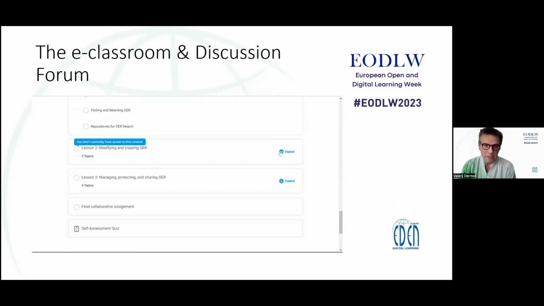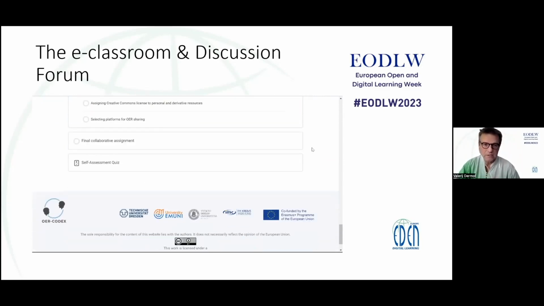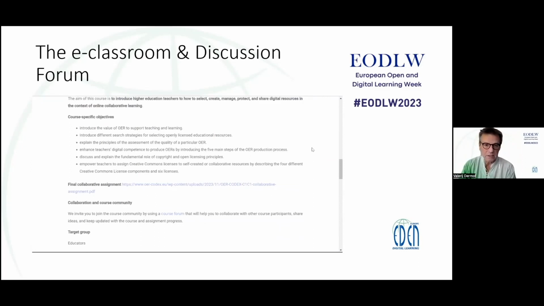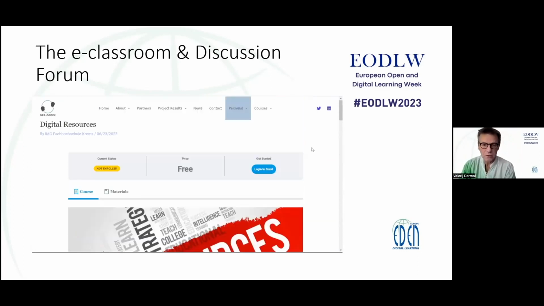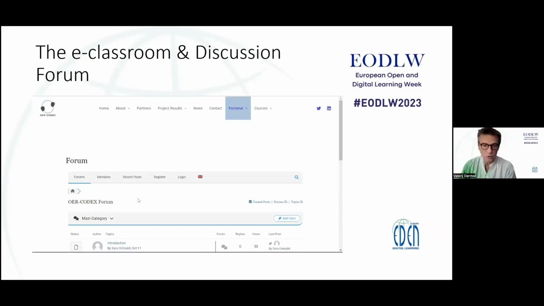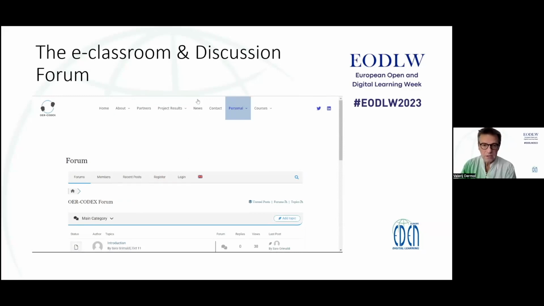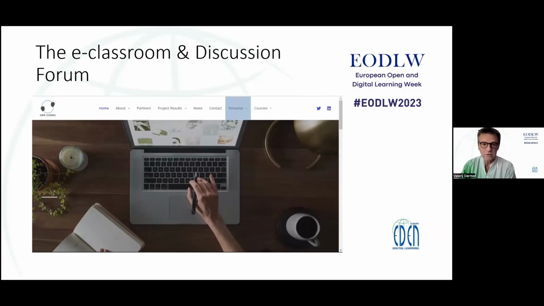And here you see the structure. The structure of the first course was already explained. You can see the lessons, and within the lessons you can see the topics, and there was also the final course and the final quiz. And to log into the course, you have to be registered. And here is the forum that we are using for asynchronous communication. Again, you have to be registered and logged in to use the forum.